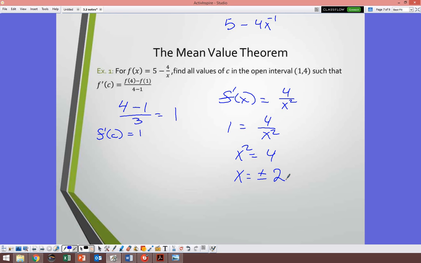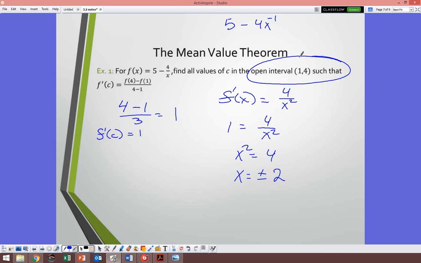Now, can I exclude any of those? Yes, negative 2. It's outside. Why? Because it's outside the interval. It is outside your interval right here. Two places where the slope is equal to the average, right? Like I have here, but then I go back to what I have here.